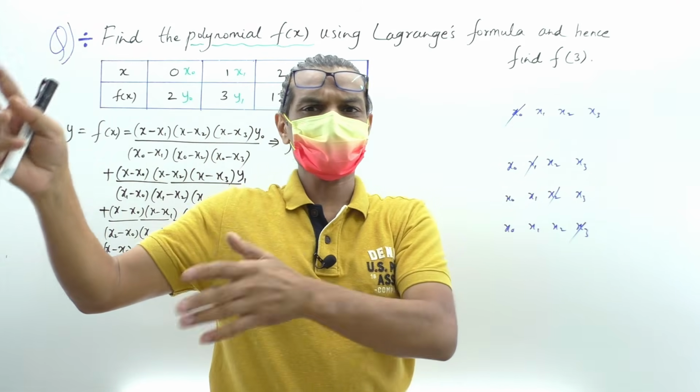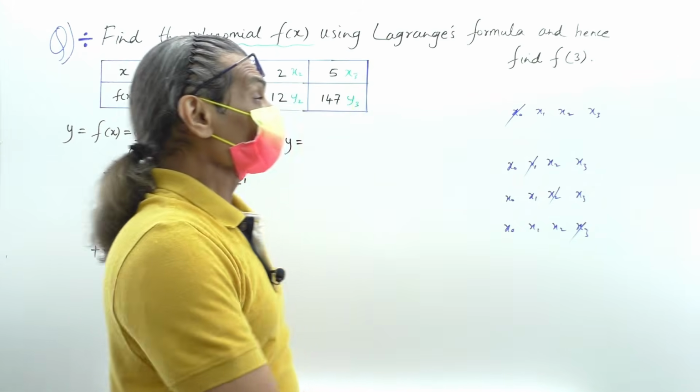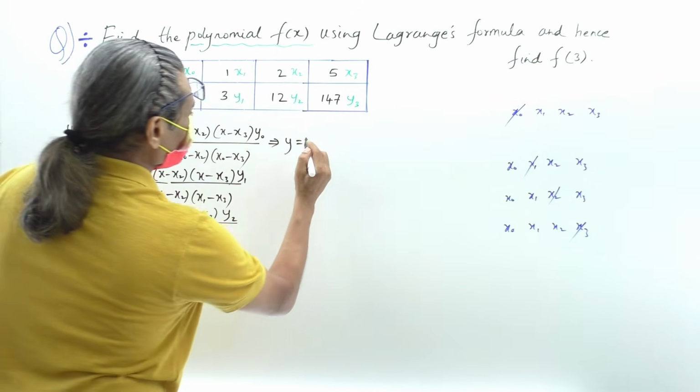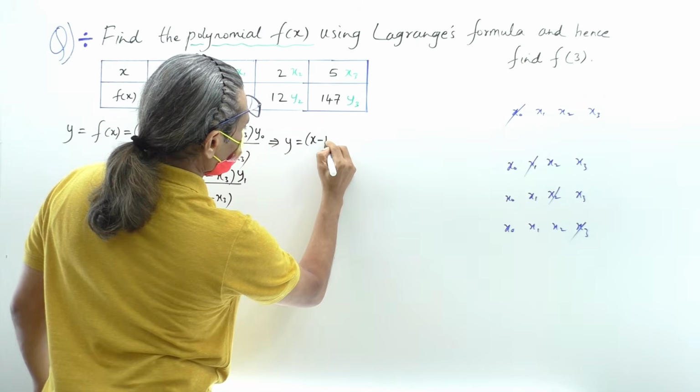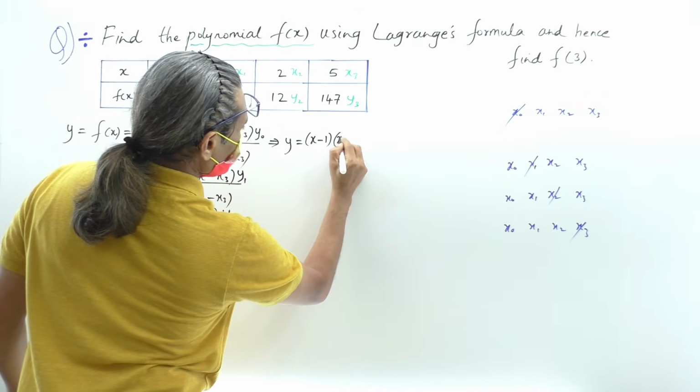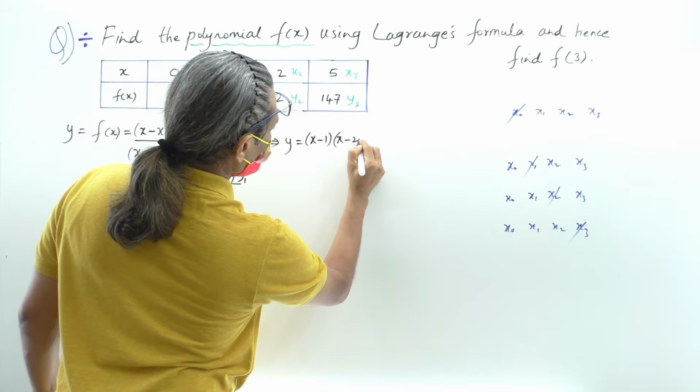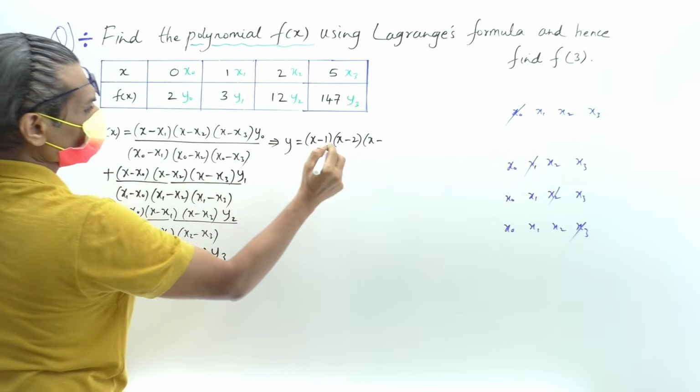Say x square minus x cube plus x 2x, something like that. Okay, so we'll do that now. So first for that, keep x as it is. So x minus x1, which is 1, into x minus x2, which is 2, into x minus x3, which is 5, into y naught, which is 2.